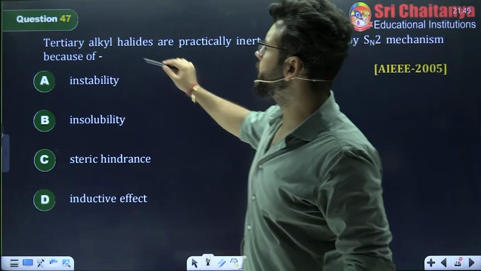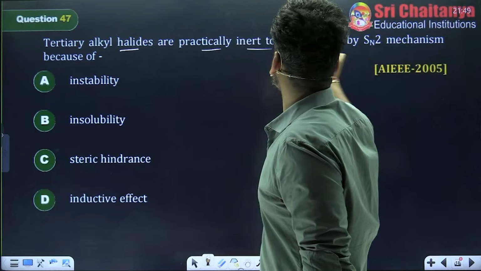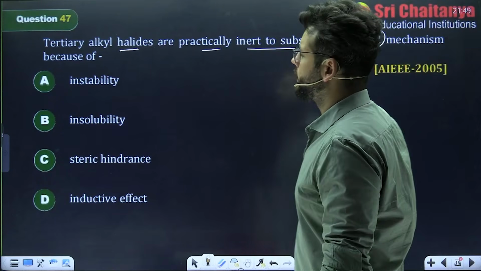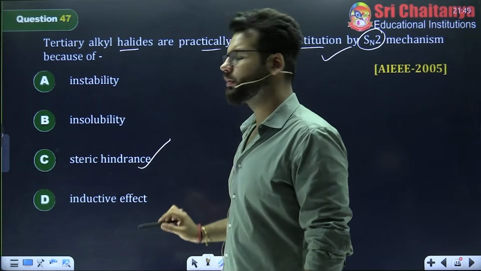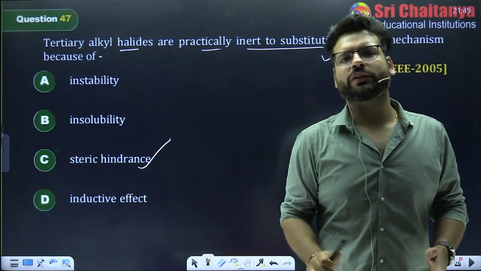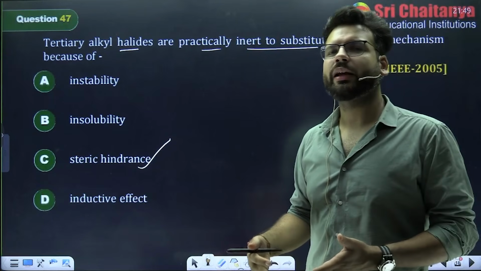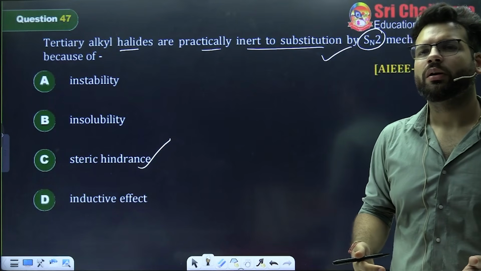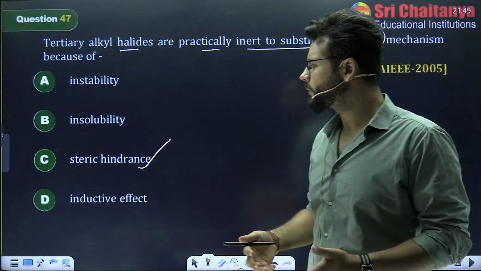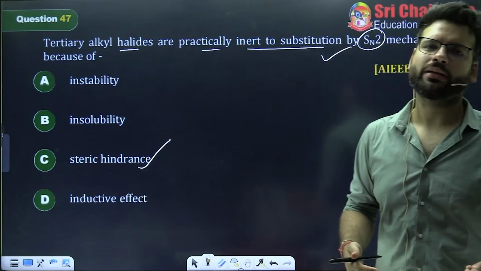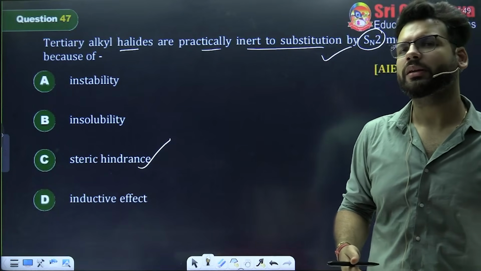Next, tertiary alkyl halides are practically inert to substitution by SN2. Absolutely correct, because of steric hindrance. I've already told you, because of steric hindrance, backside attack is very poor. Backside attack is not possible. So in that case only SN1 reactions will happen, where the tertiary carbocation will be stable.